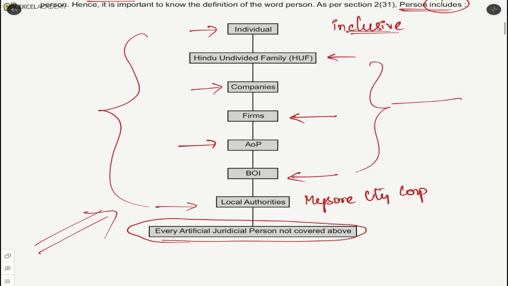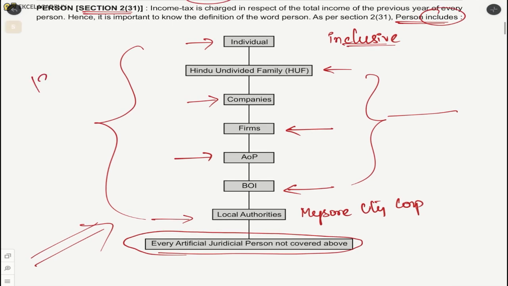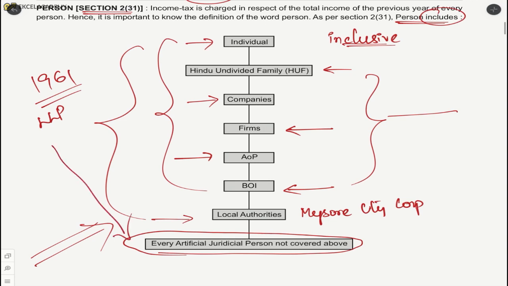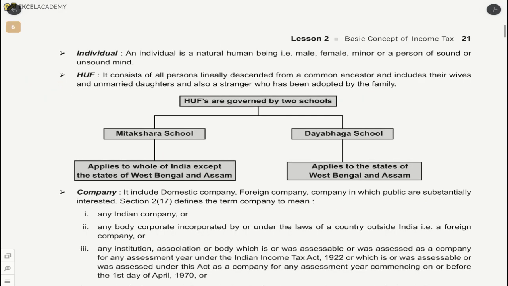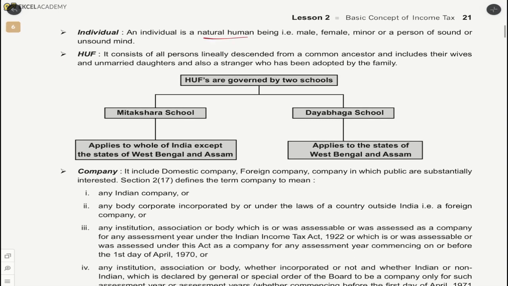For instance, when the Income Tax Act was brought out in 1961, we definitely did not have LLPs. Now, the definition does not include LLP. So therefore, what we will do is we will include LLP under this last clause, that is every artificial juridical person not covered above. So individual. Now who is an individual? Individual is a natural human being, that is male, female, minor, or a person of sound or unsound mind. This is quite obvious. We know who is an individual.